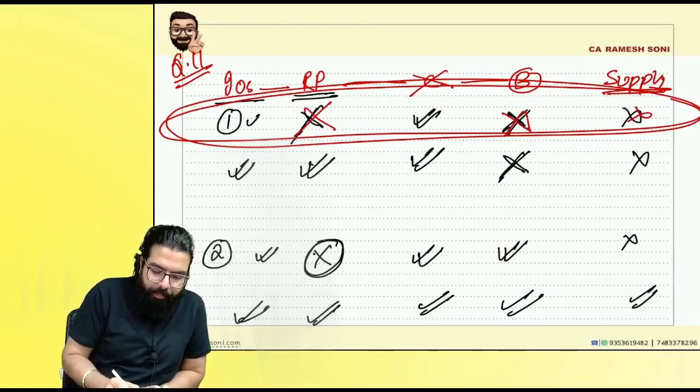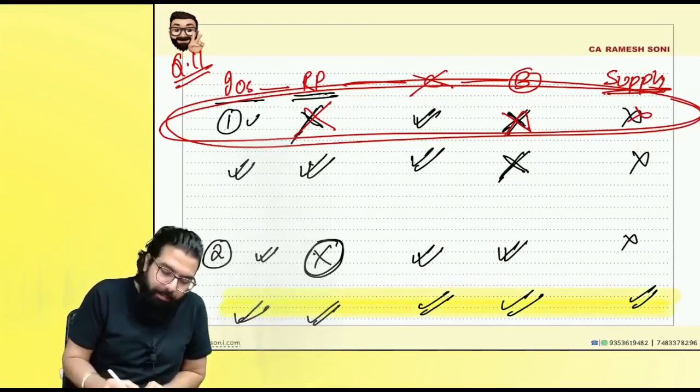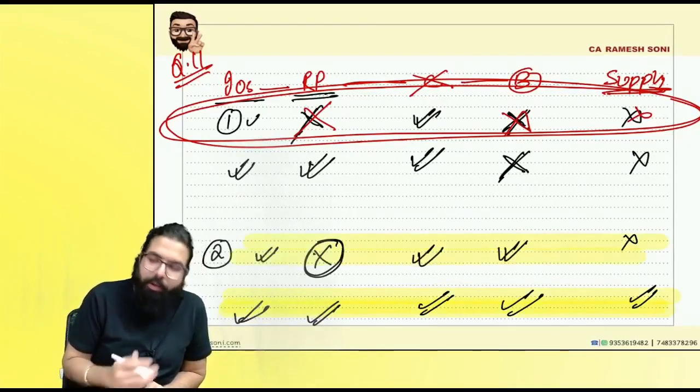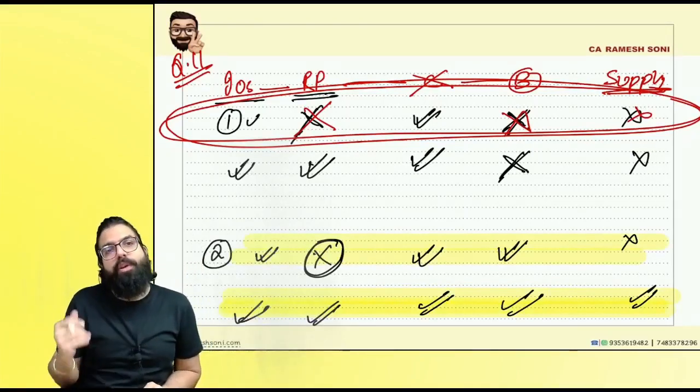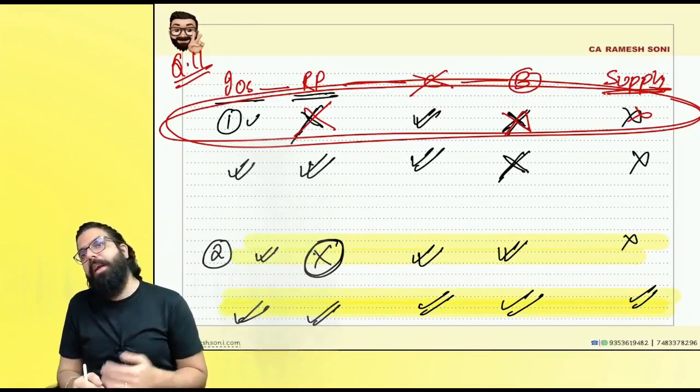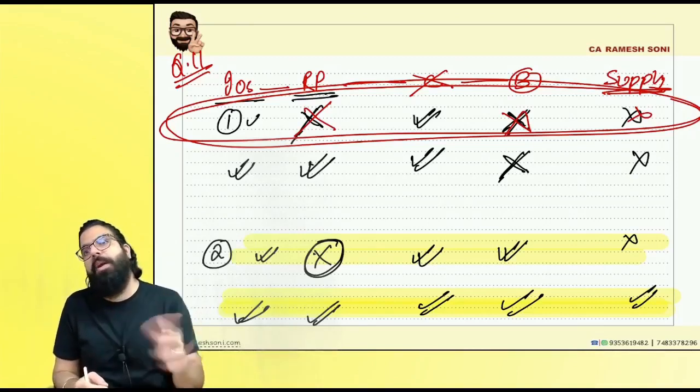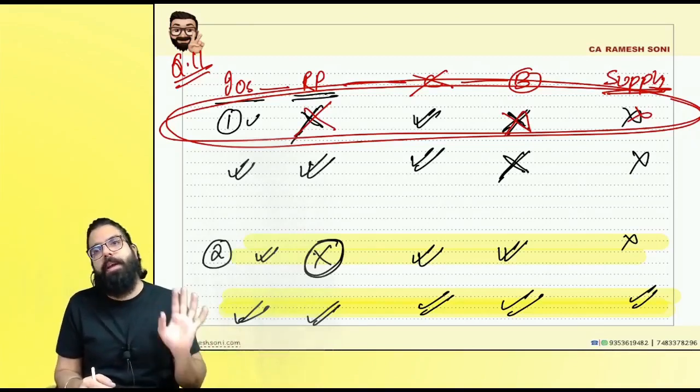If you take him to be dependent, then it will amount to supply. But if you take him not to be dependent, then it will not amount to supply. So when you're writing your assumption, please write, in my question I have assumed that he is not my dependent person, not related, not supply.